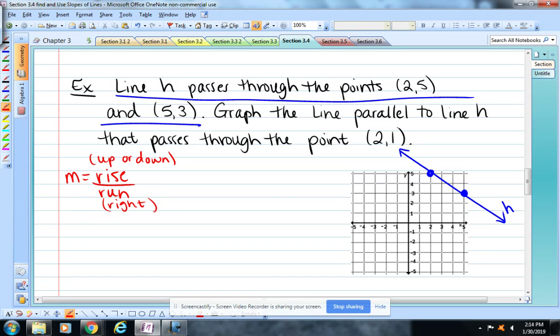Okay? Now we always graph points and lines left to right. So this point is on the left. This point's on the right. Do I rise up or down to get to the second point? Down how many times? 2. And to the right how many times? 3. So my rise over run is -2 over 3. Y'all see that?